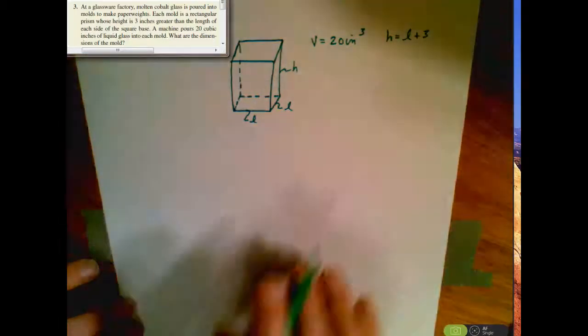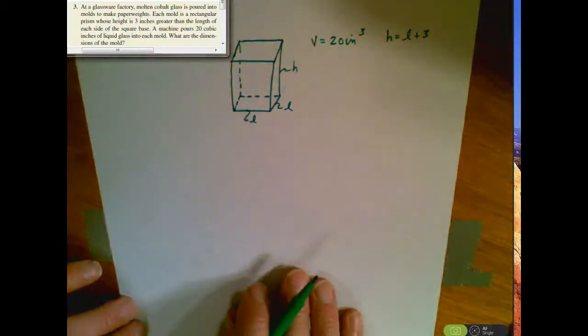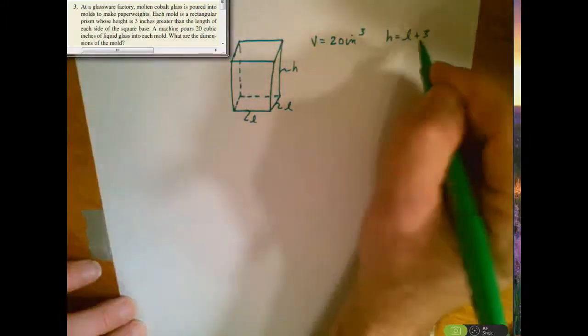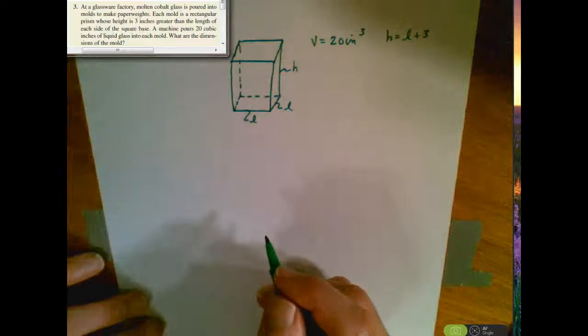Let's see, does that make sense? The height has got to be 3 inches greater than the length, so if L is 10, height could be 13. That would make sense. We don't know what the height is, but we'll figure it out.